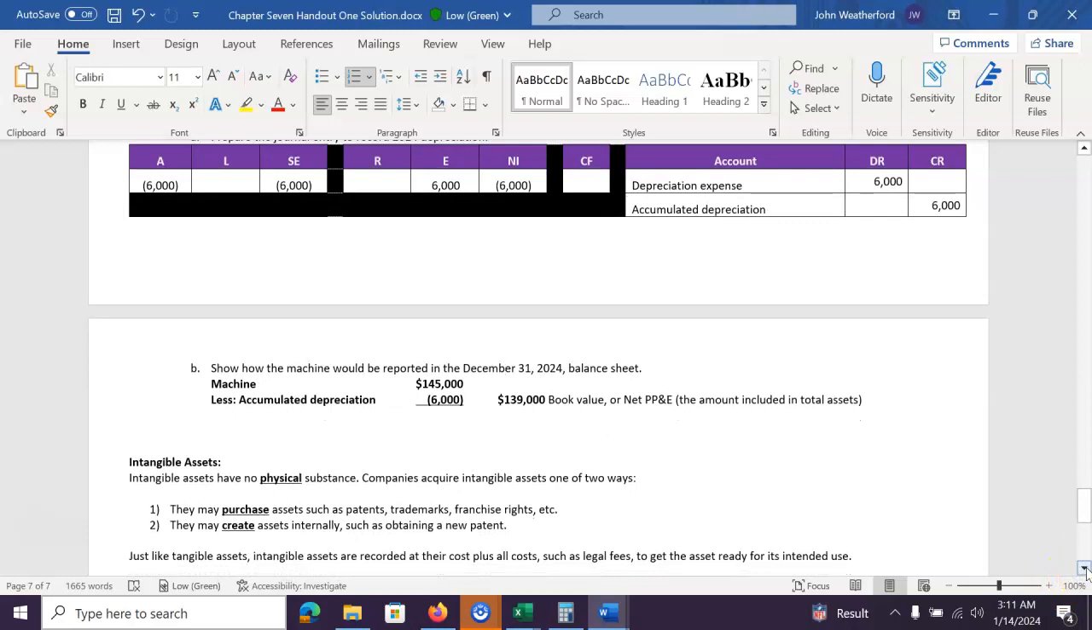Just like tangible assets, intangible assets are recorded at their cost, plus all costs such as legal fees to get the asset ready for its intended use. For instance, you might have to defend a patent in a lawsuit, and if it's successfully defended, those legal fees to defend it would be added back to its cost, or capitalized, right, and amortized over time.